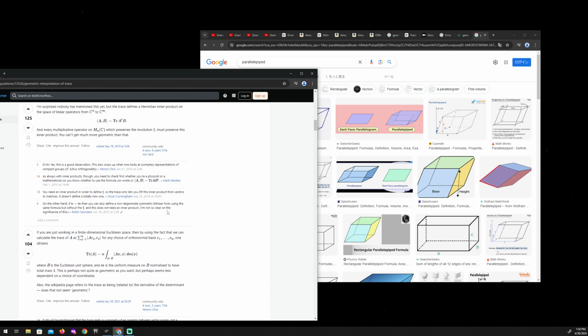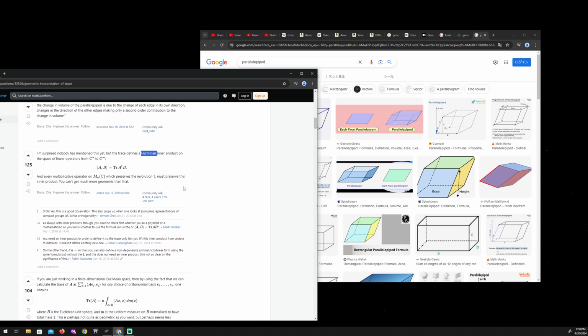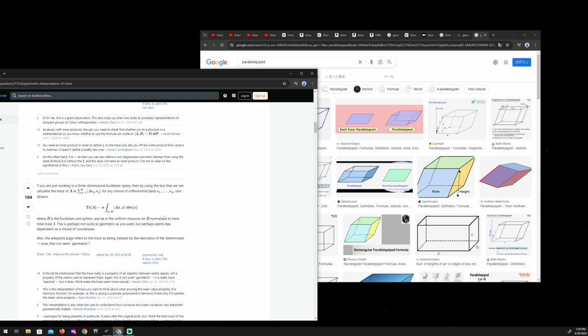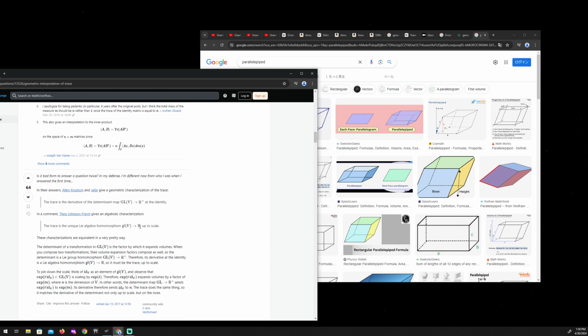That has to do with complex numbers. Okay. Matrices with complex numbers. I read this one, but I don't quite understand this one either. Let's see. We calculate the trace of A as blah blah for any choice of orthonormal basis. Then they have some integral. Again, I don't understand.